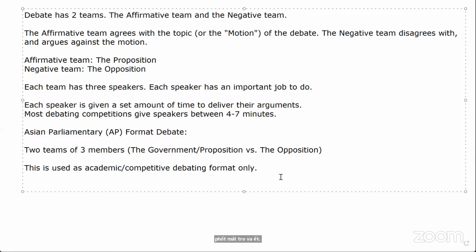The rest of it is all the same as well. So the affirmative, the proposition, agrees with the motion, and the opposition disagrees with the motion. You're usually given between 4 and 7 minutes to deliver your speeches.